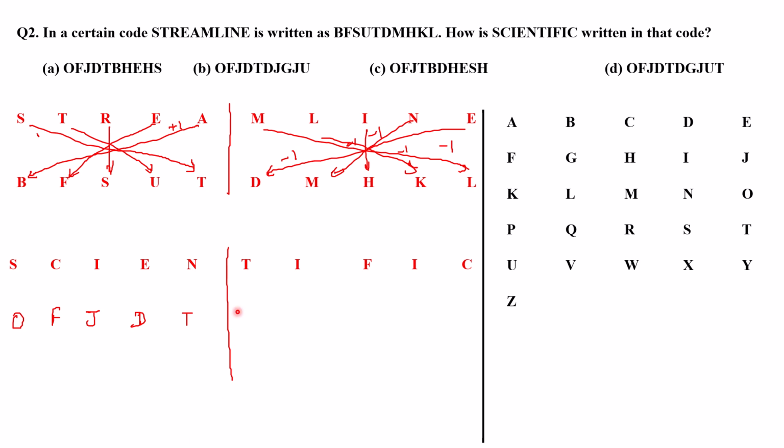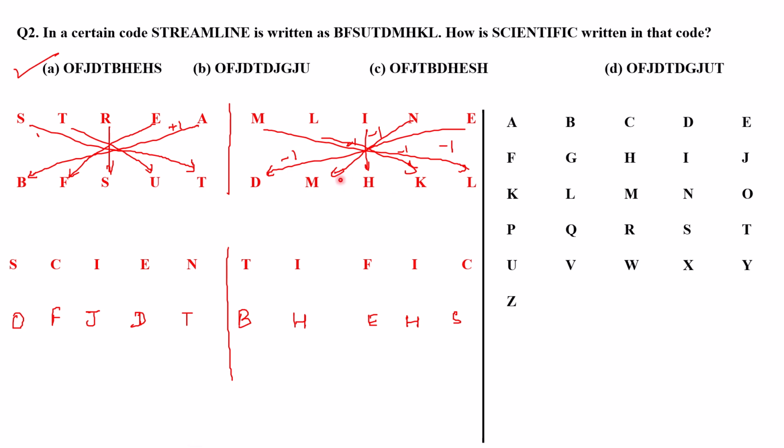Now in the second part, what we have to do is go one step backward. So for C it is B. Okay, for C it will be B. Then for I it will be H. For F it is E. For I it is H. And for T it will be S. So from here we can say A is the correct option, isn't it?